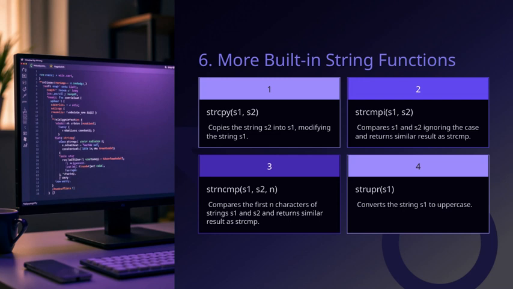Finally, we have strupr, which converts all characters in a string to uppercase. This can be useful when you want to standardize string data, for example, before performing comparisons or displaying uniform output. Overall, these functions expand our ability to handle strings more flexibly and efficiently, fitting seamlessly into our broader goal of mastering string manipulation in programming.